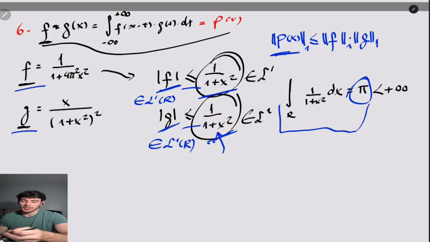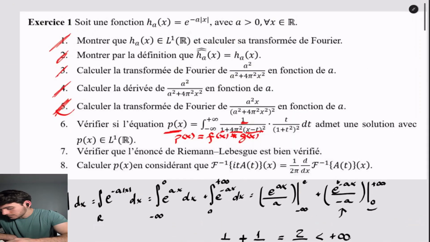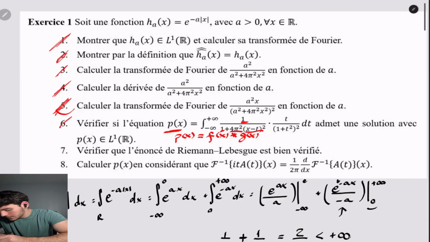Or you can calculate the integrals of f and g, and well, you reach real numbers, so it does not diverge. So f belongs to L1, g belongs to L1. That's sufficient to say that p of x belongs to L1. Okay, so question 6 is solved. And now we need to analyze the Riemann-Lebesgue theorem. So let's do it.